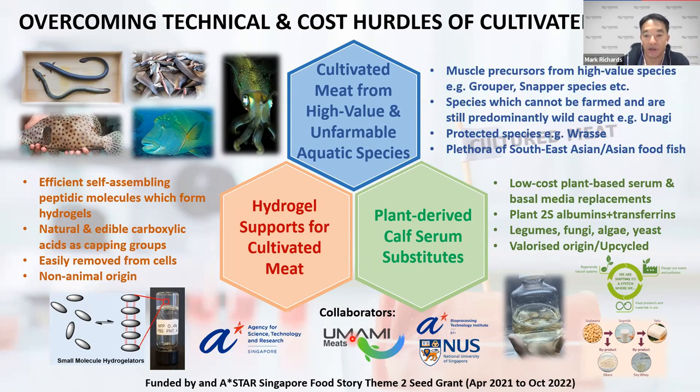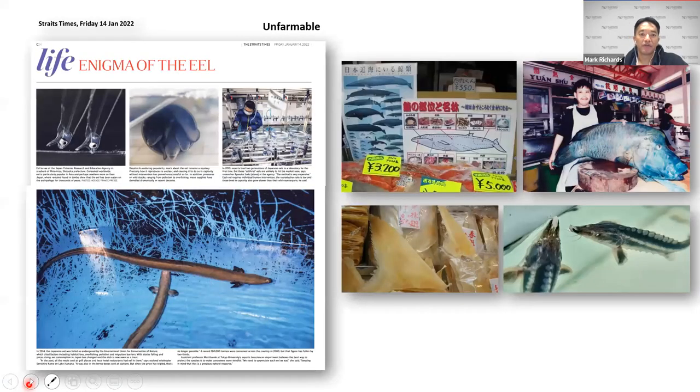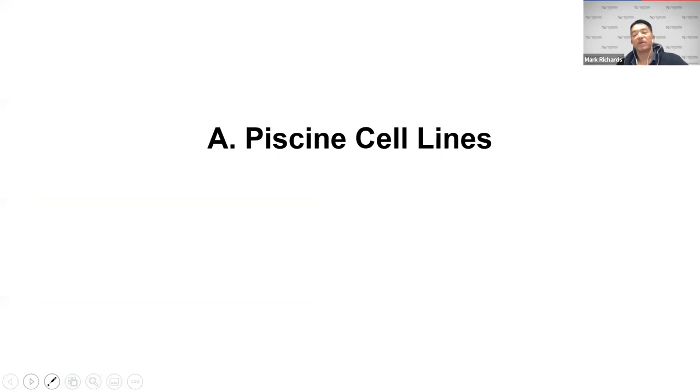So my collaborators, as I've mentioned, we work very closely with Umami Meats. We are also part of the Chris Meats Consortium at the Bioprocessing Technology Institute in Singapore. And I have a close collaborator in the National University of Singapore as well. We are very grateful to Singapore's A*STAR, the Agency for Science, Technology and Research, for funding this project. It represents 18 months of work on this grant, and we have just completed this. So whatever comes next in my slides is the outcome of this Singapore Food Story Team 2 Seed grant, which ran for 18 months.